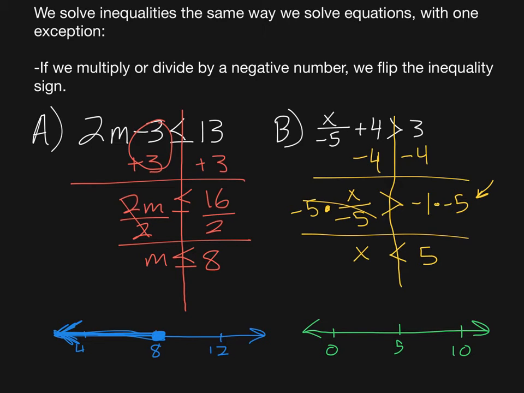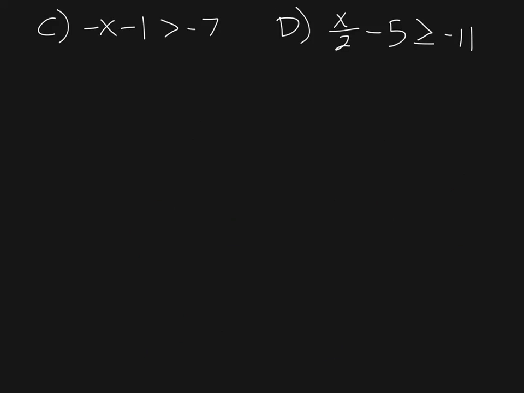Now, x is less than 5, so we know we're going to shade to the left, but we can't include 5 in our answer, so we're going to leave an open circle around 5 on the number line, and then we'll just shade all the numbers to the left of that circle. So once again, we have our answer in two different forms here. We have it as an inequality, and we have it graphed, written on the number line. All right, we have two more examples here just to get a little bit more practice.